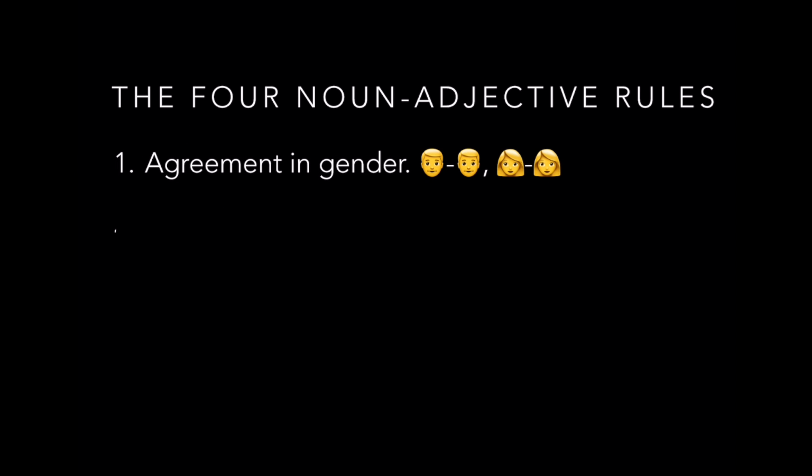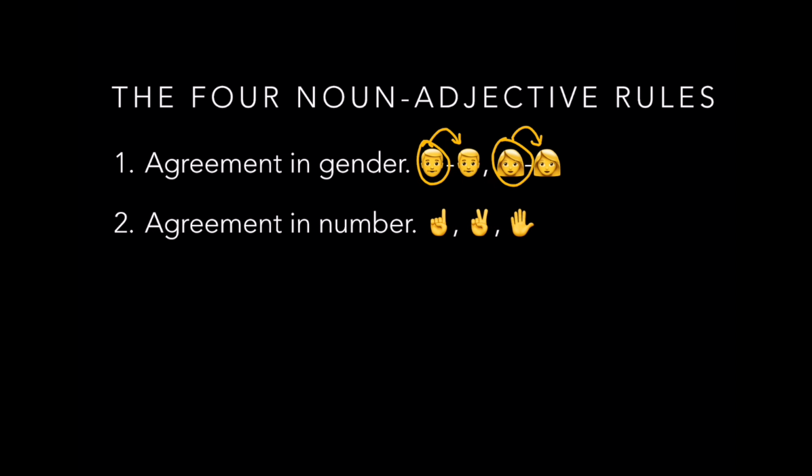Unlike English, where adjectives are static, you have a pretty house, pretty car, pretty people. In Arabic, adjectives change based on the nouns that they modify. There are 4 simple rules that explain the relationship between nouns and adjectives, and you just have to memorize them. The first one is that they must agree in gender, and that means that a male adjective must modify a male noun, and a female adjective must modify a female noun.